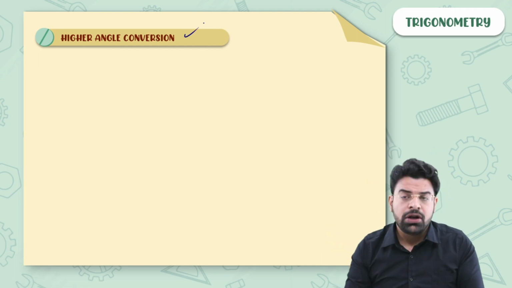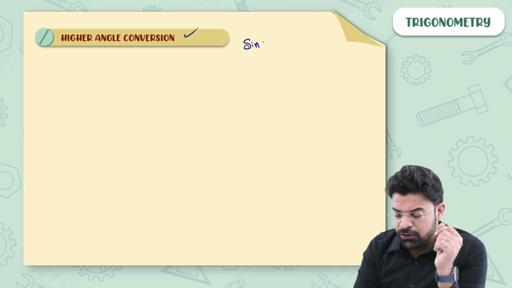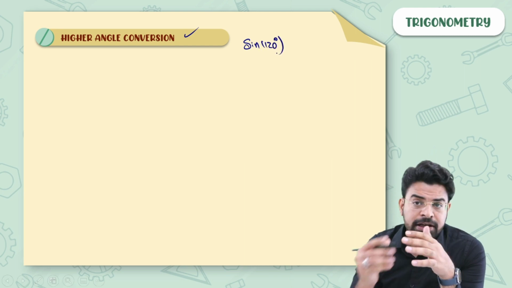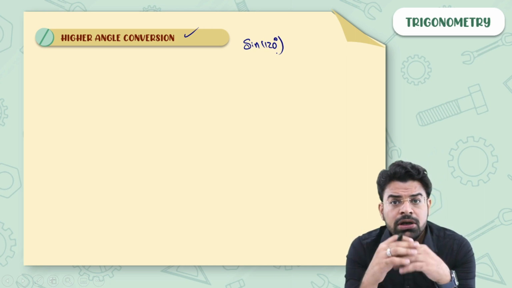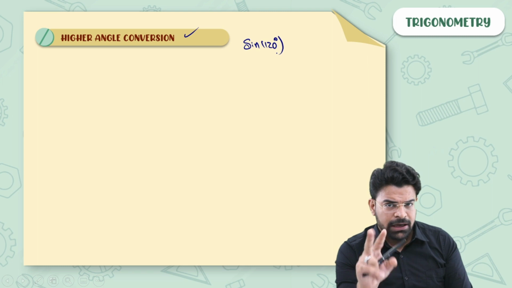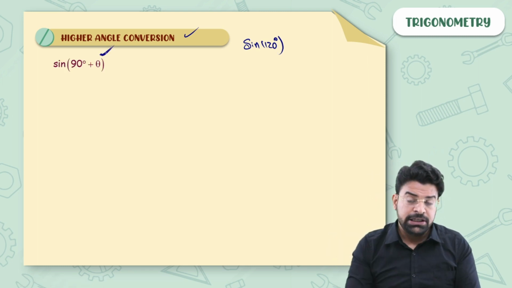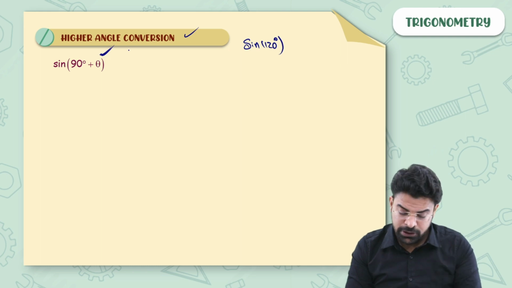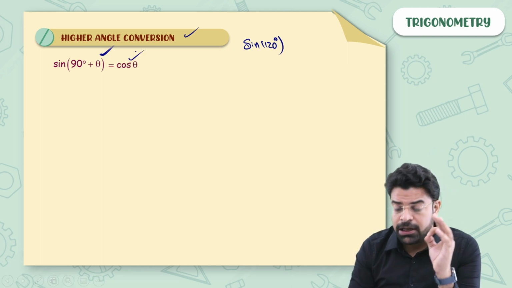Let's understand now higher angle conversion. Sometimes we need to find in a question the value of sine 120 degree or cos 120 degree, which are higher angles, which are angles greater than 90 and less than 180. So now what to do in such cases? Better remember these two trigonometric identities. This will help you. First, sine of 90 plus theta can be written as cos theta.